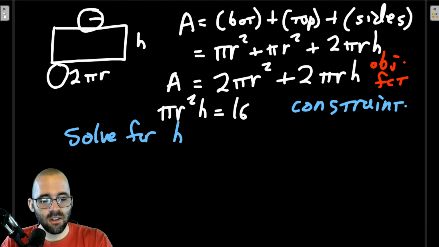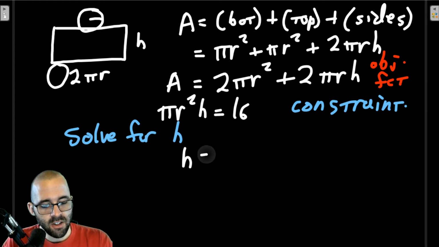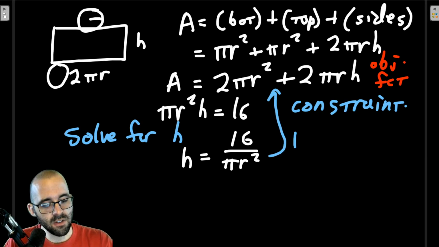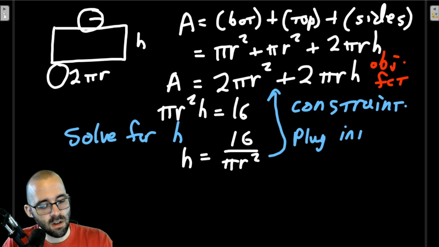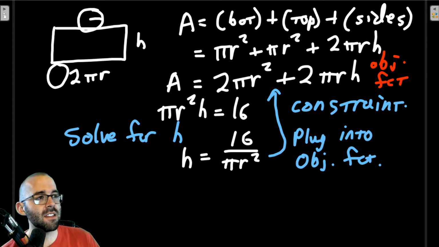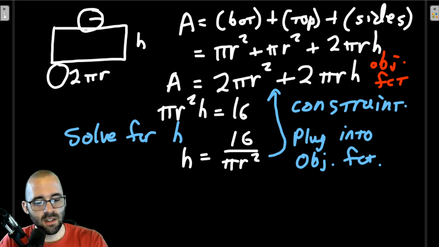Because it's a little easier to do. If we do that, divide both sides by the coefficient of h, you'll get h is 16 divided by pi r squared. Now what we do is we plug this into the objective function. Once we plug it into the objective function, we'll have a function that we're trying to minimize that only has a single variable, which is nice.